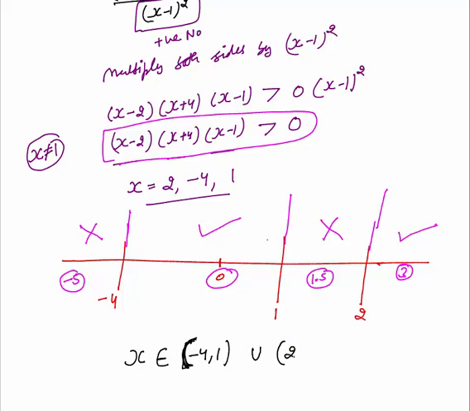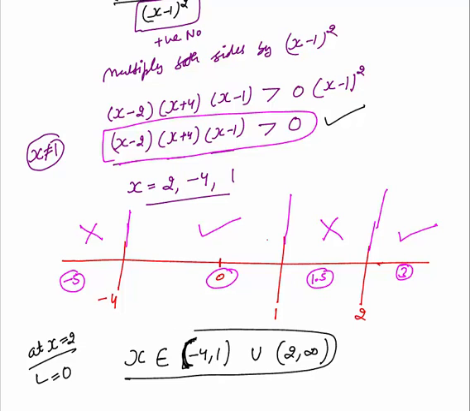2 to infinity. 2 will also not be included, because at x is equals to 2, this inequality is equals to 0. But we want that this inequality must be greater than 0. So 2 to infinity, minus 4 to 1, that will be the range of x.